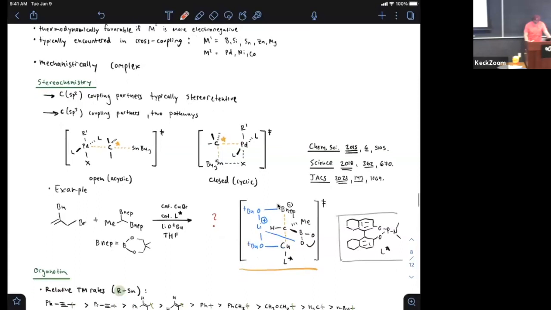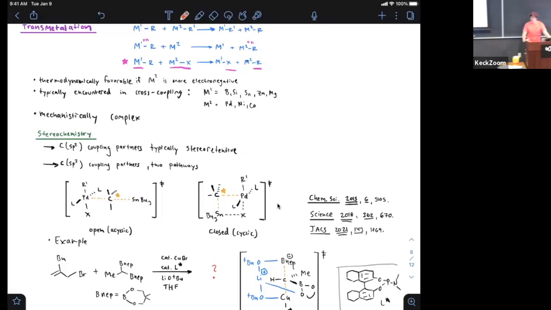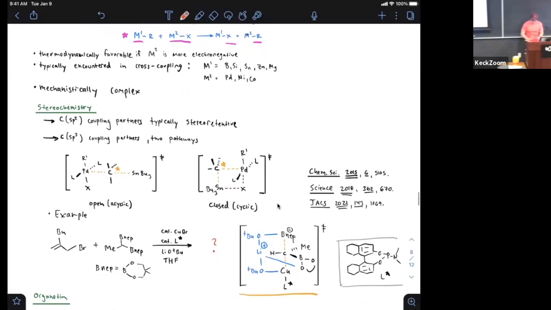Overall, transmetallation, despite being simple to draw out on paper in these representations, is in fact mechanistically quite complex. And you will see detailed mechanistic studies almost every month on different aspects of transmetallation in the literature. So I'll try to summarize some of the key themes, but please appreciate that this is not totally exhaustive here.